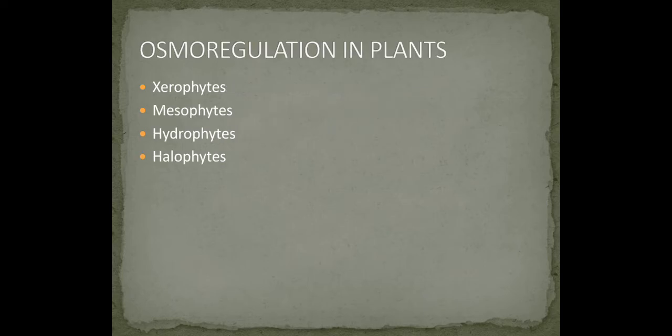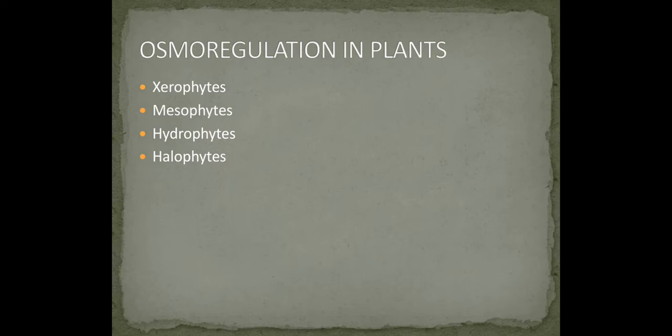Okay, now today we are going to discuss osmoregulation in plants. So as plants are on the total mercy of their environment, depending upon their needs of water, we can divide plants into 4 different groups depending upon the availability of water in their environment, right? And these groups are xerophytes, mesophytes, hydrophytes and halophytes.